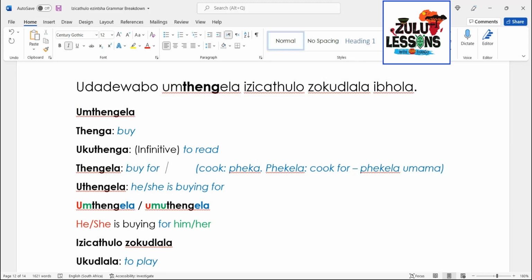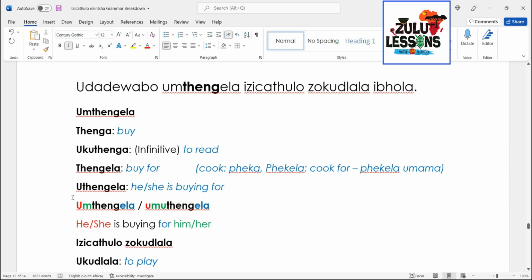So thengela, buy for. For example, phekela: the root verb was pheka, and then we are saying to cook for. If I want to make an example, I'd say phekela umama, cook for mother. If I did not have this ELA here and said pheka umama, now I'm saying cook mother, you see. So ELA changes that sentence greatly and says cook for mother, phekela umama.